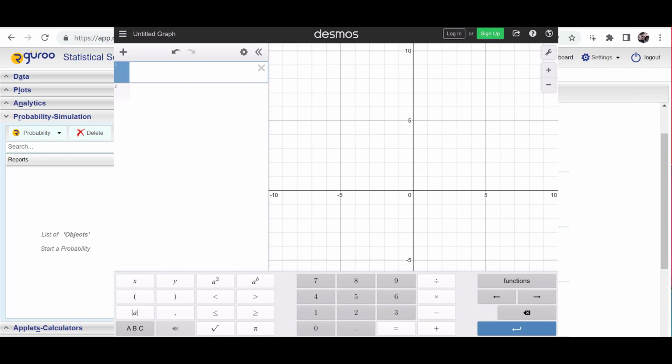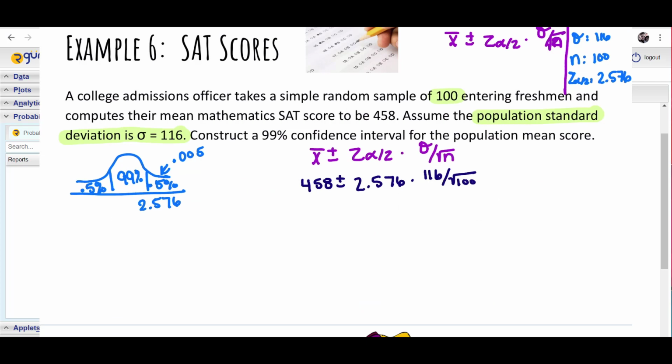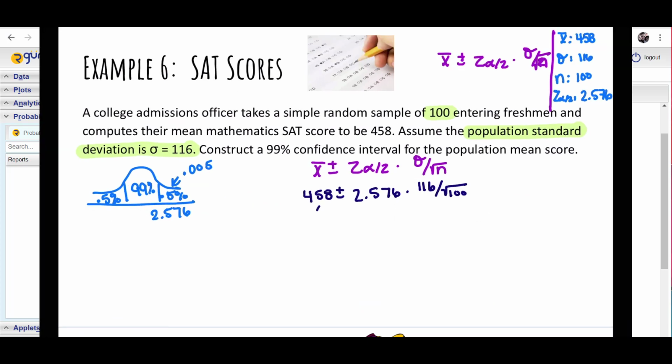I always do the minus first. So 458 minus the 2.576 times the standard deviation, which is 116, divided by the square root of 100. And it looks like we get 428.118. So I'm going to write that down. 428.118.